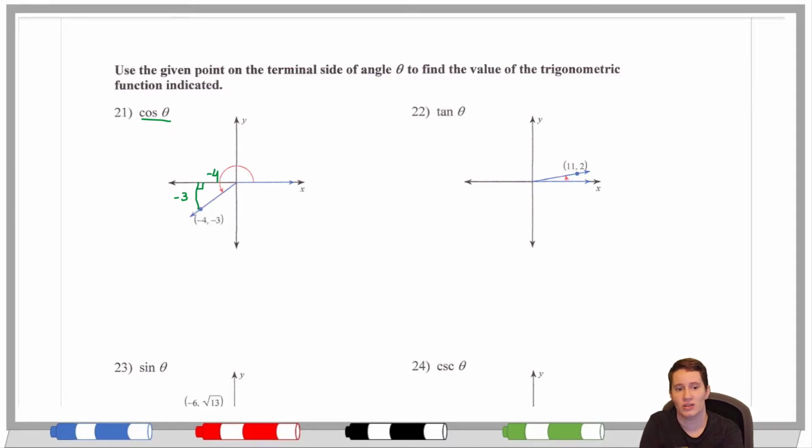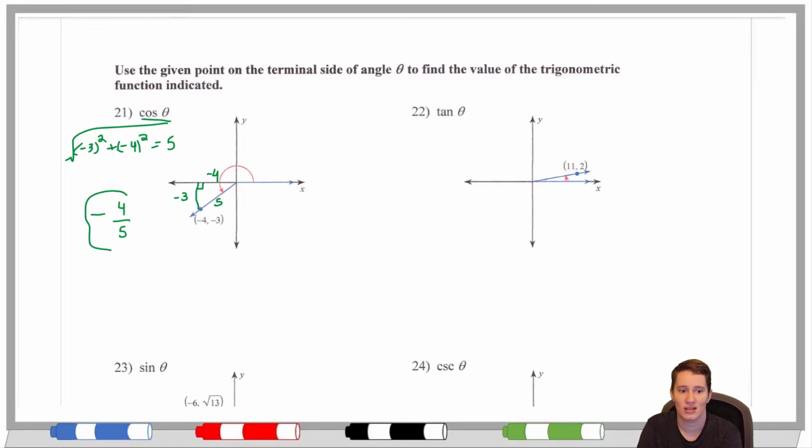So we do the Pythagorean Theorem, or if you realize this is not a special right triangle, but it is a special triangle in that it's a 3, 4, 5. There are very few sets of 3 numbers that fit a squared plus b squared equals c squared and are all whole numbers. So 3, 4, 5 is one of them. But if you didn't know that, you could do the Pythagorean Theorem like so, and you should still end up with 5. Cosine is adjacent over hypotenuse, which is negative 4 over 5.